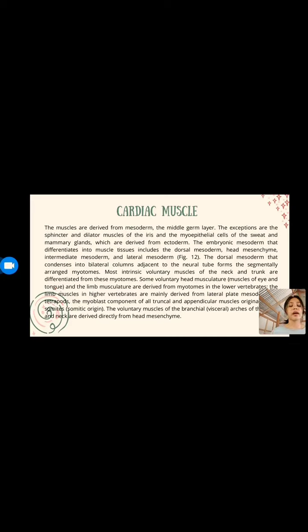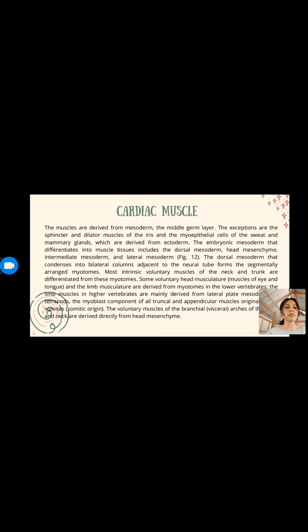I am going to discuss my part about the cardiac muscles. What are cardiac muscles? The muscles are derived from mesoderm, the middle germ layer. The exceptions are the sphincter and the dilator muscle of the iris and the myoepithelial cells of the sweat and the mammary glands, which are derived from ectoderm.